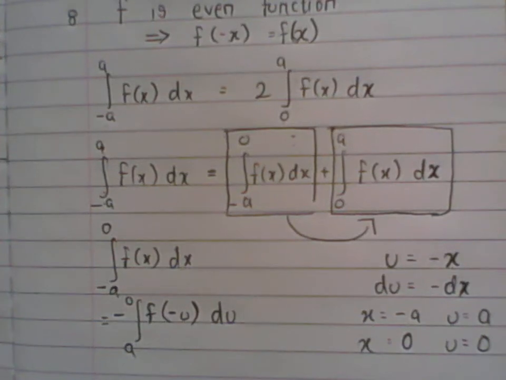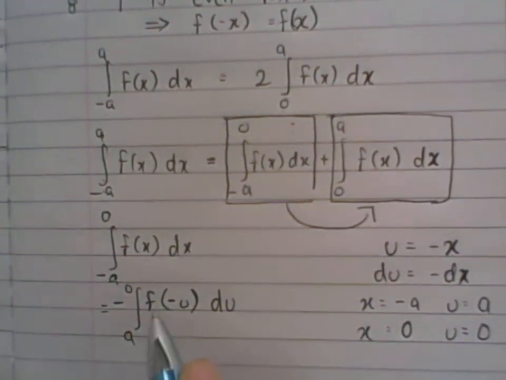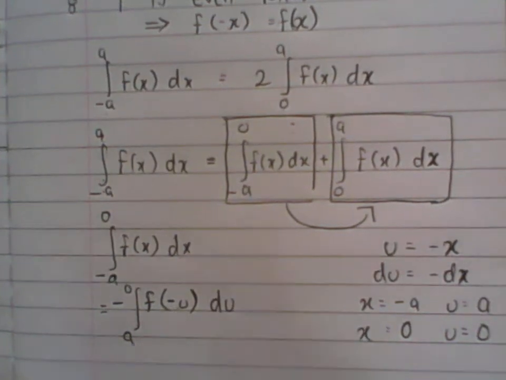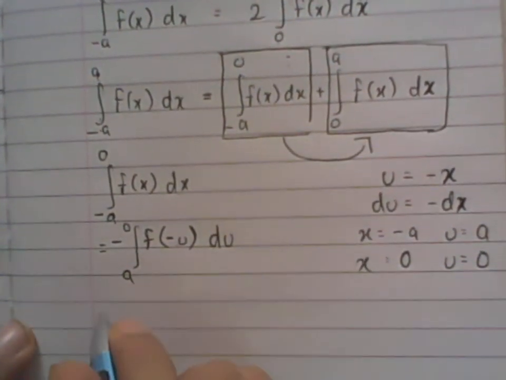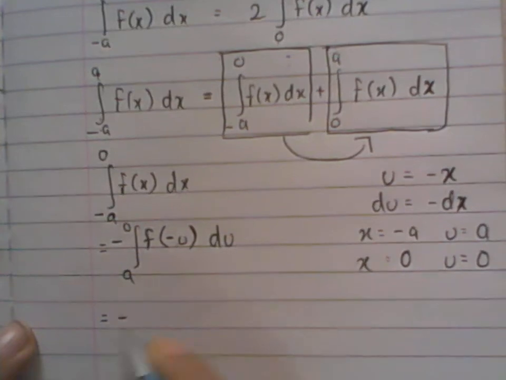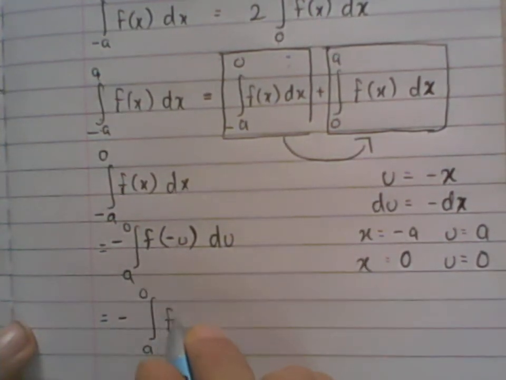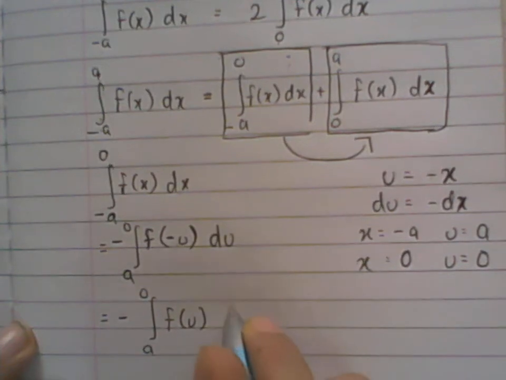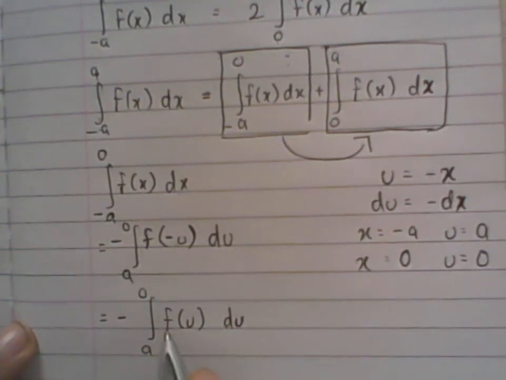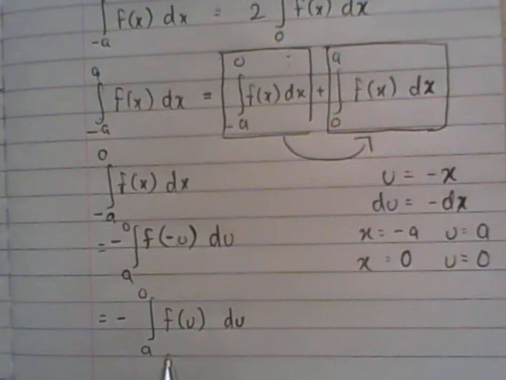But something interesting going on here, what you realize is that f is an even function. So it doesn't matter whether you put in negative u or positive u, it's the same thing. So this is the same as negative of the integral from a to 0 of f of u du, because f is an even function, we are using the fact that f is even. And again, using the property that if you have a negative out front, you can swap the upper and lower limits, getting rid of the negative.